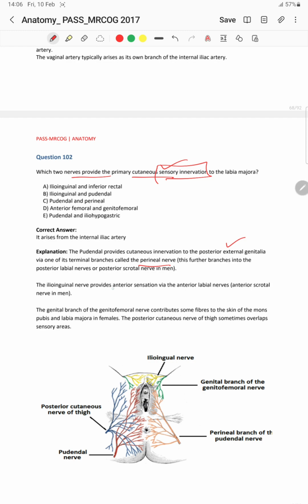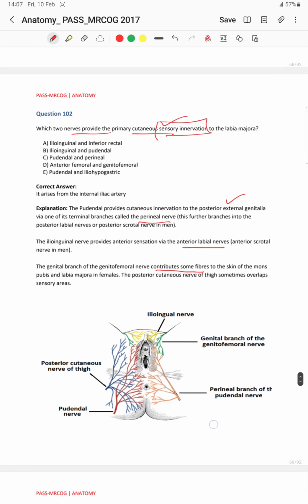The ilioinguinal nerve provides the anterior sensation, via the anterior labial nerve, or the anterior scrotal nerve in the man. And the genital branch of the genitofemoral nerve contributes some fibers to the skin of the mons pubis and the labia majora in the female. The posterior cutaneous nerve of the thigh sometimes overlaps the sensory areas.